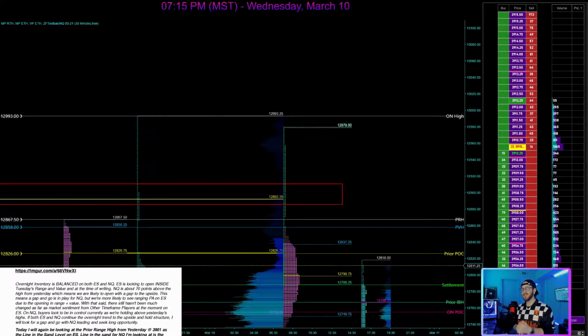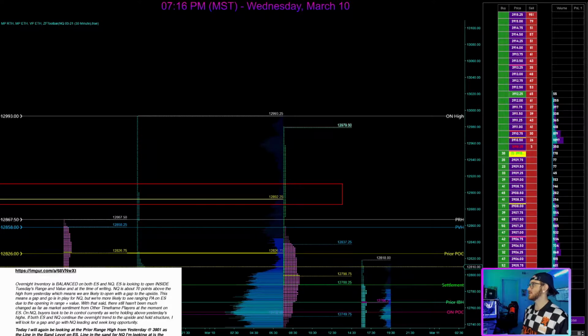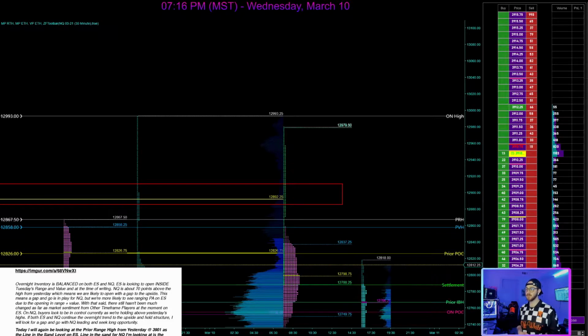With that said, there still has not been much directional conviction change as far as sentiment or other time frame player activity on ES. On NQ, buyers were in control at the open, but as we saw, they got pretty much sold off as soon as price opened, and we did not revisit those highs. We only held those highs for the opening one hour range, or the initial balance. So if both ES and NQ continued the overnight trend to the upside and held the structure, I was going to look for a gap and go with NQ leading and seek long opportunity. Of course, that did not happen. We had a ton of chop and ranging price action.